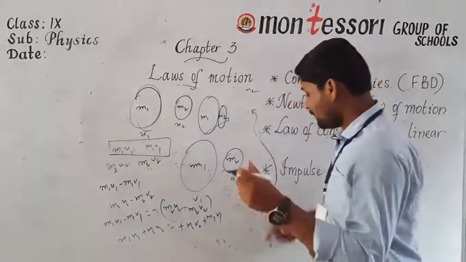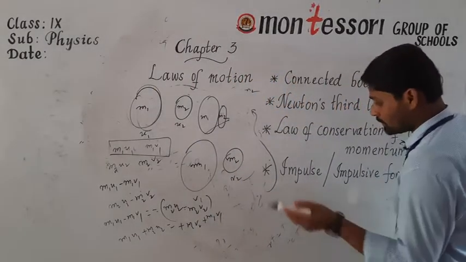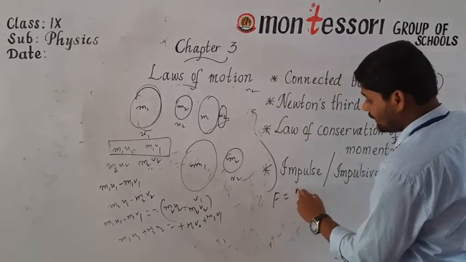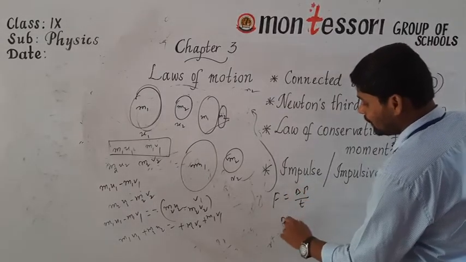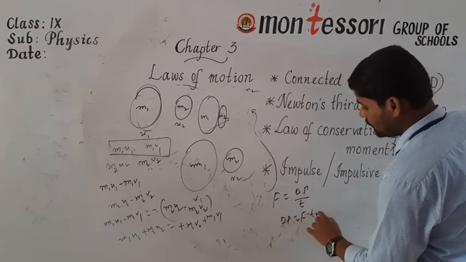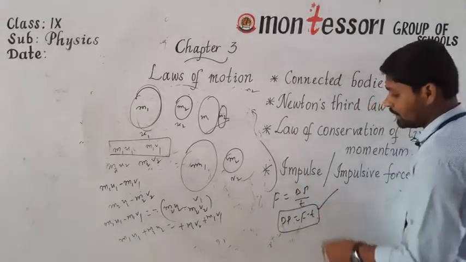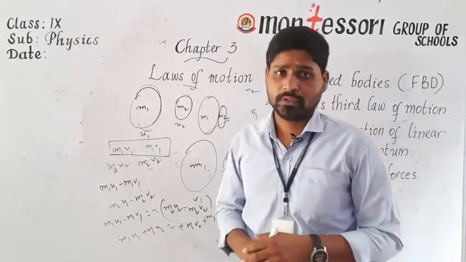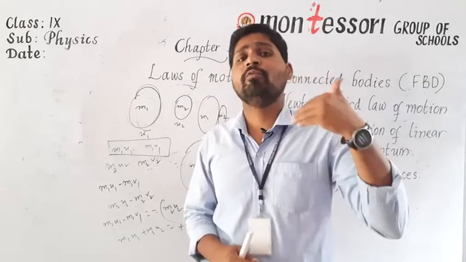Here, from the definition of force, or from Newton's second law of motion, F is equal to delta P by t. Then delta P is equal to what? F into t. So what is happening here? The rate of change of momentum is more.